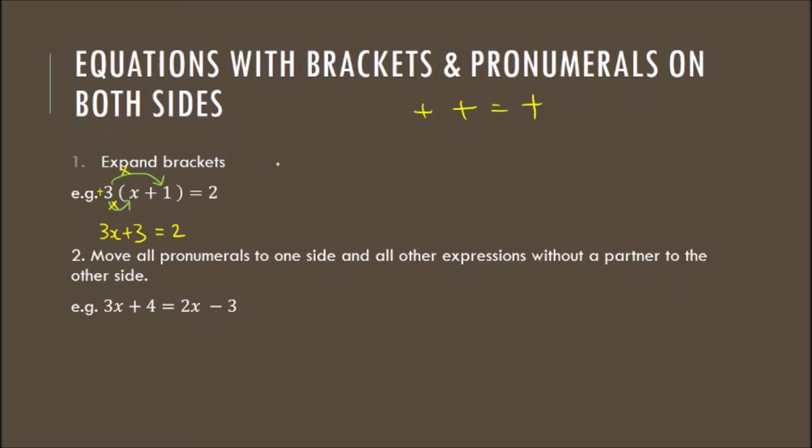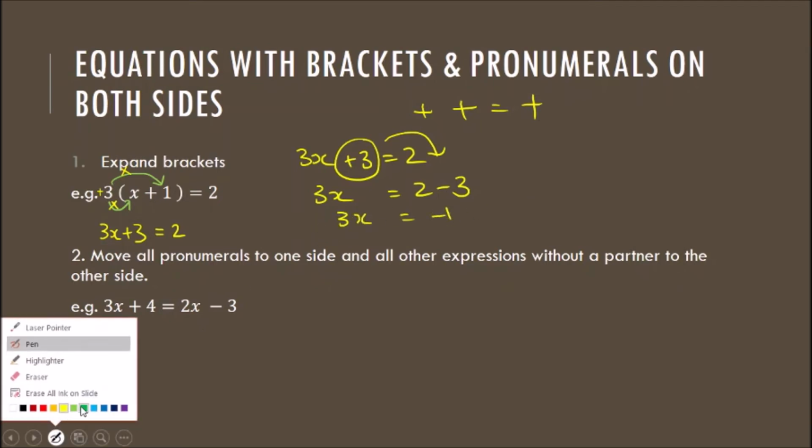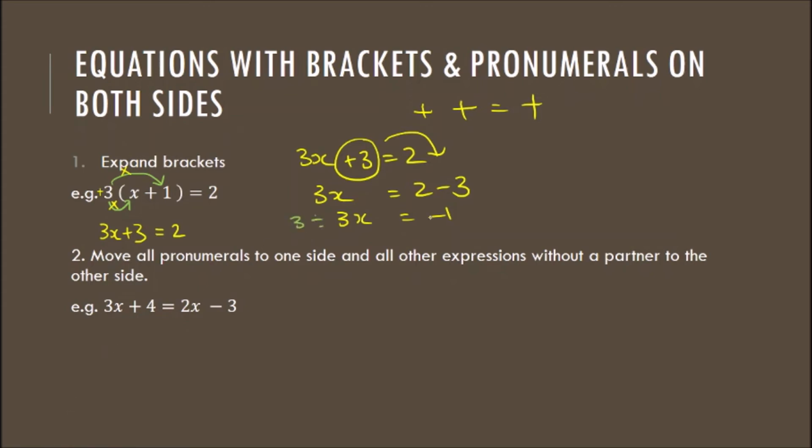Now, after you expand the brackets, you can do your algebraic method to solve for x. So 3x equals 2 minus 3, because I've changed the sign. 3x equals negative 1. And then you divide both sides by 3. So 3 divided by 3 is 1x. Just doing it for you, okay? And this can be a fraction, so we can put negative 1 over 3. So the answer is negative a third.